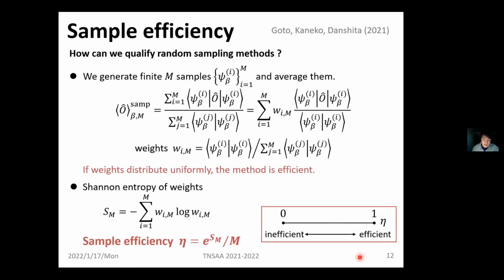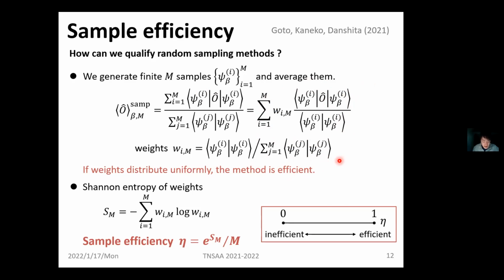Now, we consider how we can qualify random sampling methods. Recently, Goto-san, Kaneko-san, and Danshita-san proposed a very useful quantity, sample efficiency. In that paper, we generate a finite number M of samples and average them. Then physical quantities are calculated with a weighted average, where the weights are decided by the norm of each sampled state.